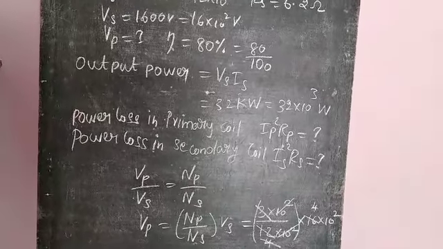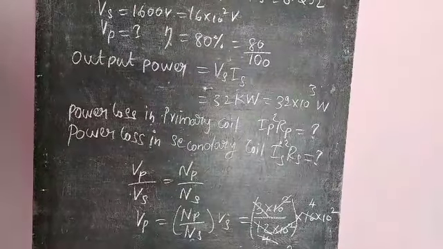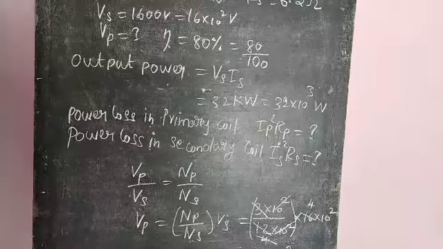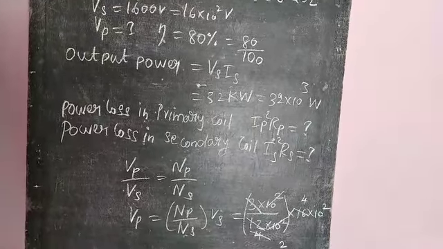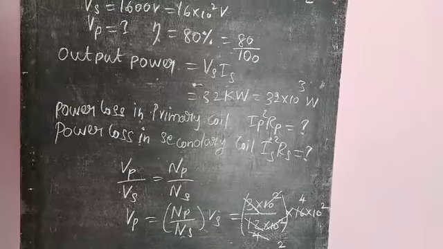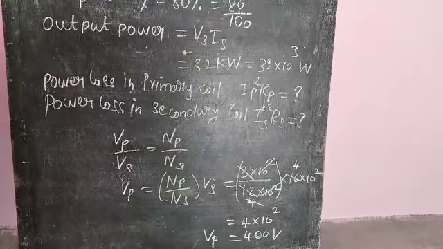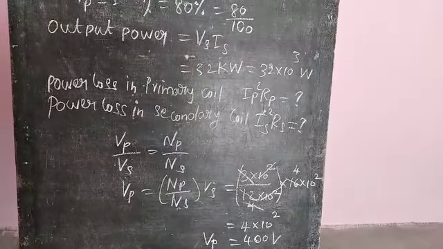Vp by Vs equal to Np by Ns. So Vp equal to Np by Ns into Vs. So substitute the known value. Np value 3 into 10 power 2 by Ns value 12 into 10 power 2, bracket Vs value 16 into 10 power 2. So cancel these, 3 fours are 12 and 4 fours are 16. We obtain 4 into 10 power 2. So primary voltage 400 volt.